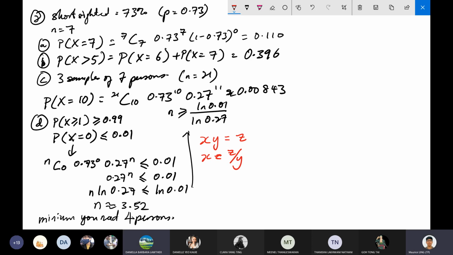So you just type in the calculator and then you get the answer. Your calculator can be different. Your calculator can be 0.01 ln or ln 0.01. I'm not sure. That's why in the first lecture I asked you to go and find your calculator manual.